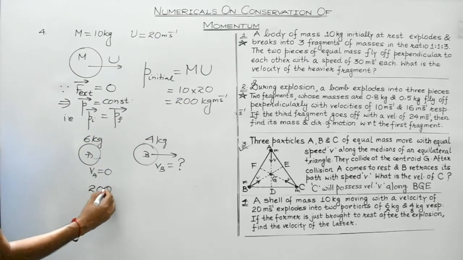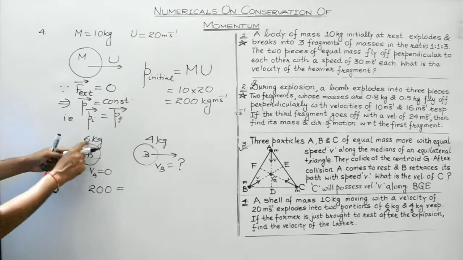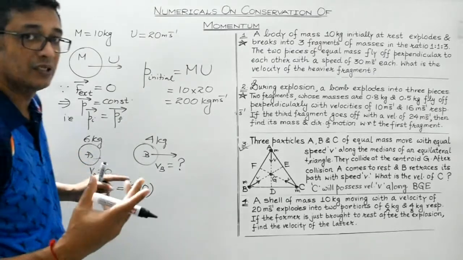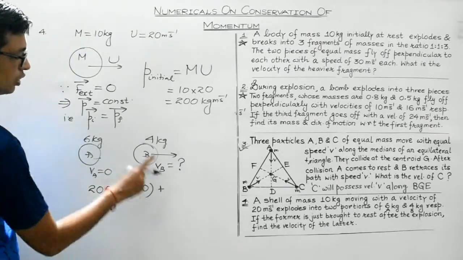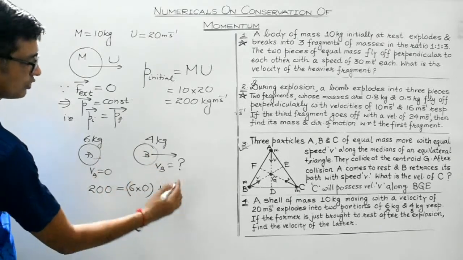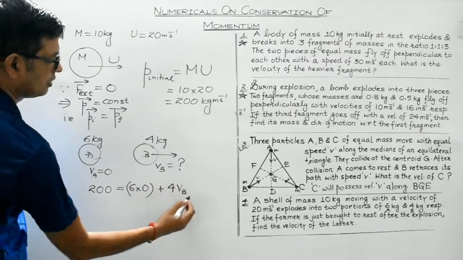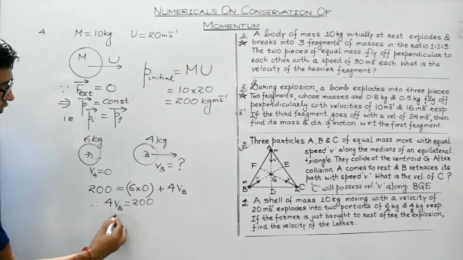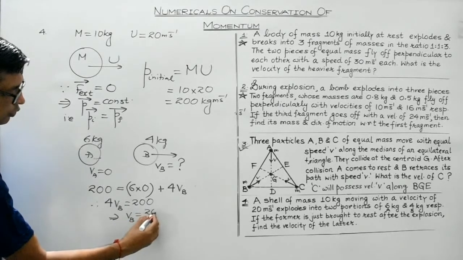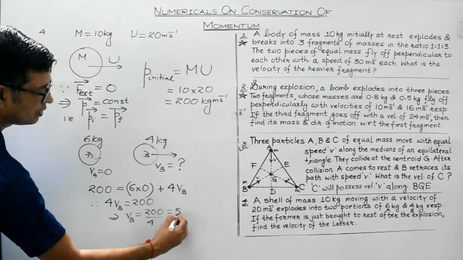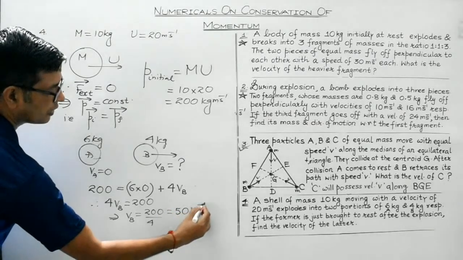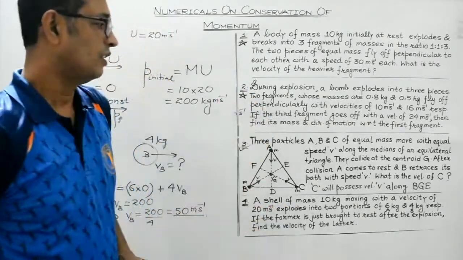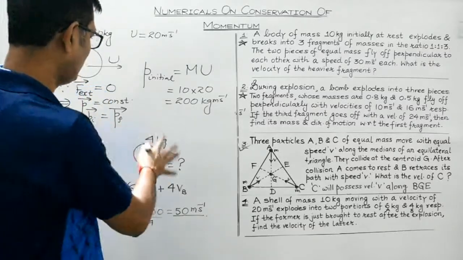Therefore, students, what is the initial momentum? 200. What is the final momentum? It will be equal to momentum of this body, which is 6 into 0. Obviously, this fragment being at rest, the momentum would be 0. Plus, what about the momentum of this fragment? Momentum is mass into velocity. It will be 4 into VB. So therefore, 4 VB is equal to 200, which implies that VB is equal to 200 divided by 4, which is 50 meter per second. Clear, students? So this must be the velocity of the fragment of mass 4 kg. It was quite a simple question.